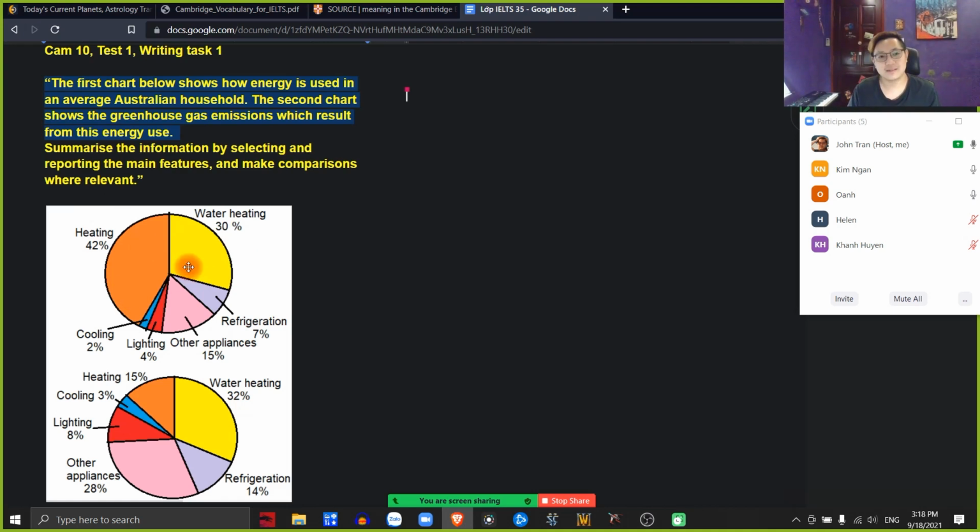You need to understand these things. Understanding the question, what they ask you, what they have given you, is very important in order to tackle the essay in the right manner.